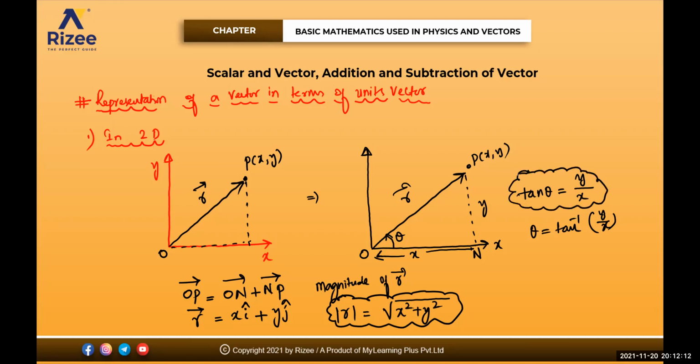Clear for everyone? If I'm representing a vector in two dimension, the vector r bar is always represented by x i cap along the x-axis, y j cap along the y-axis, and the magnitude of that one is under root of x square plus y square, and the angle made by it is tan theta equals y by x. Any problem to anyone?